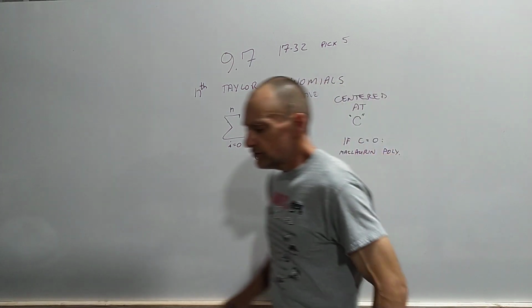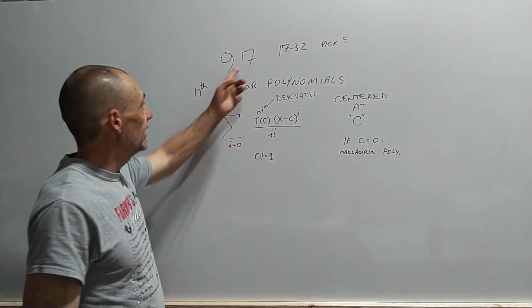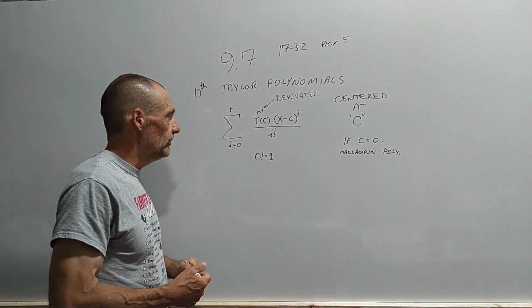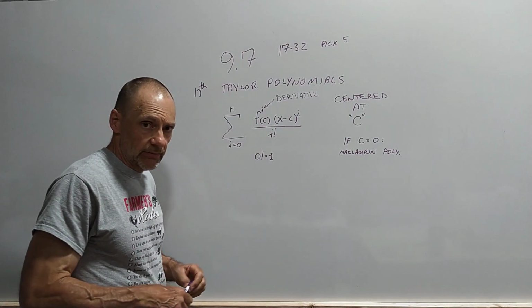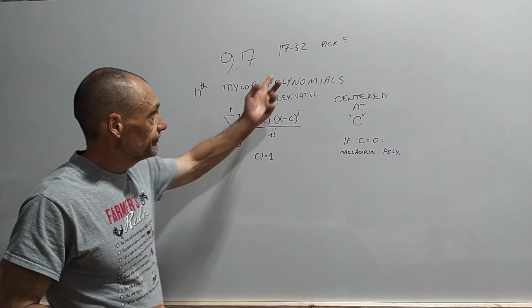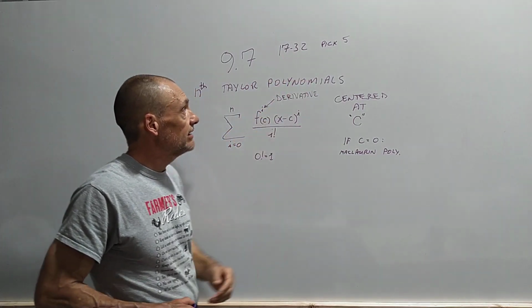Okay, so for the Calculus 2 class, I want to do 9.7 and 9.8, and then we'll be done, okay? Next week I'll start asking you to submit pictures of your homework problems. So here's some problems from 9.7. You can pick 5 of them.